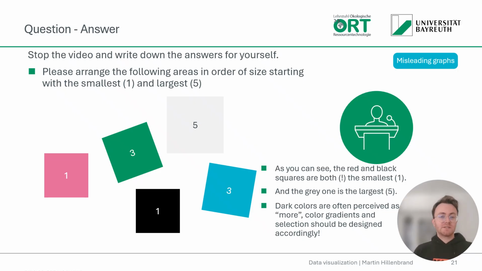If we look at colors, different colors have different representation. As you can see, the red and the black squares are both the smallest, which was surprising to me, because if you look at them, I don't see them as the same size. And the gray one is the largest, even though I would have suggested that the green one is the largest, and not the gray one. So, different colors with different color gradients grab more or less room.